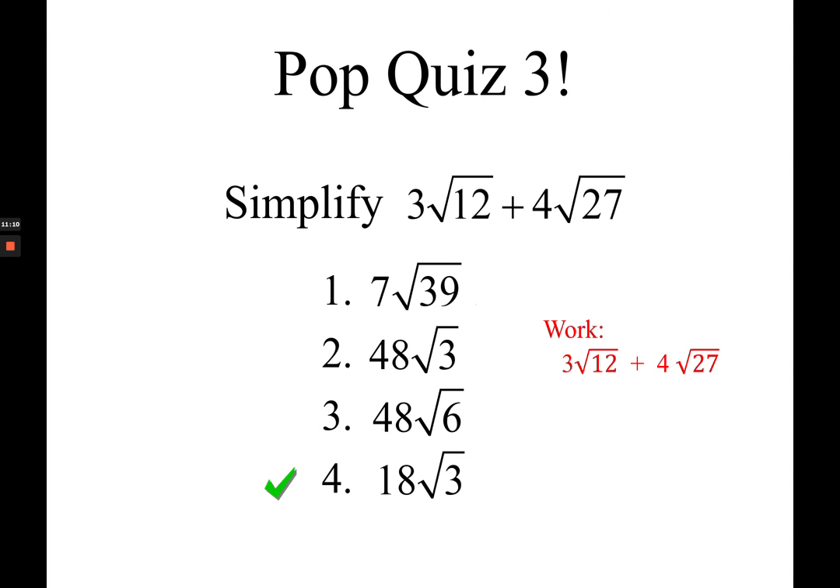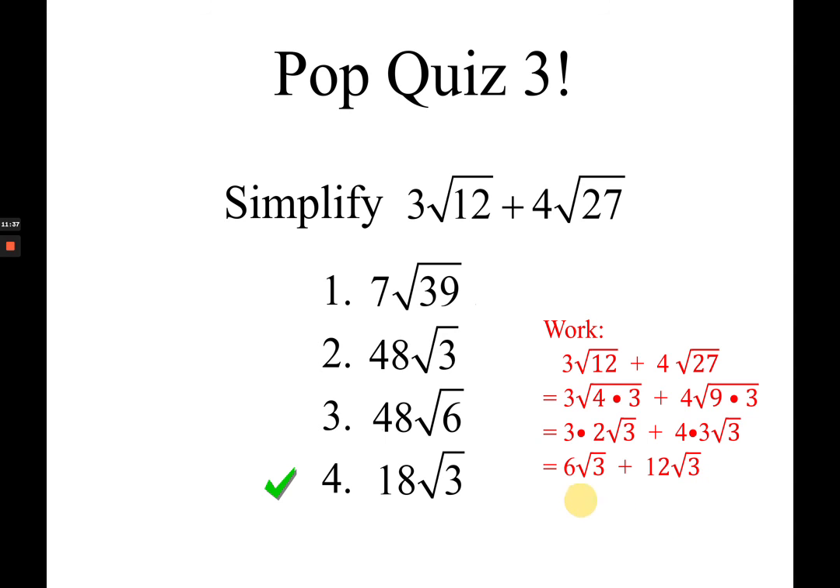Your 12 is factorable by 4 times 3, and 27 is 9 times 3. 4 becomes 2 after taking its square root, and only 3 is left inside. 9 becomes 3, will be multiplied to 4, and they will both have square root of 3. 3 times 2 is 6, 4 times 3 is 12. 6, 12, and then both have square root of 3. And now it's very clear. You add 6 plus 12. That's why number 4 is the correct answer.